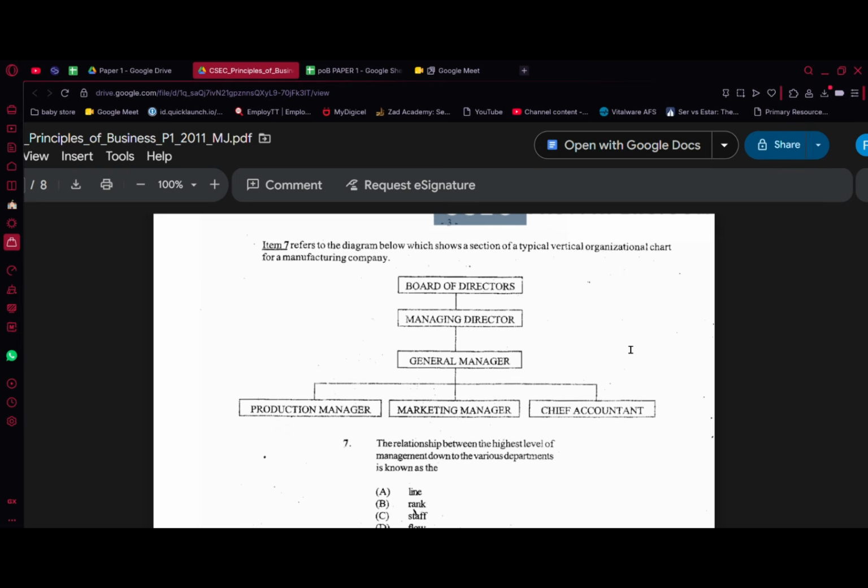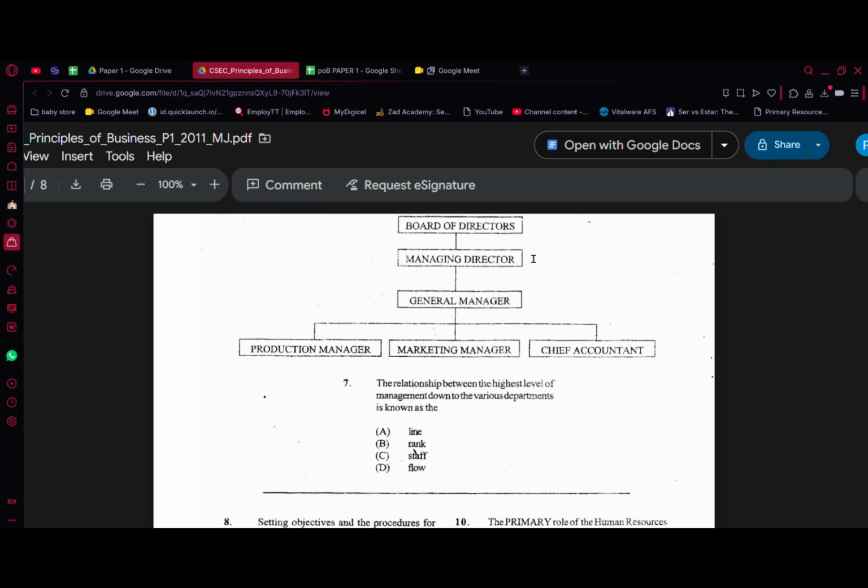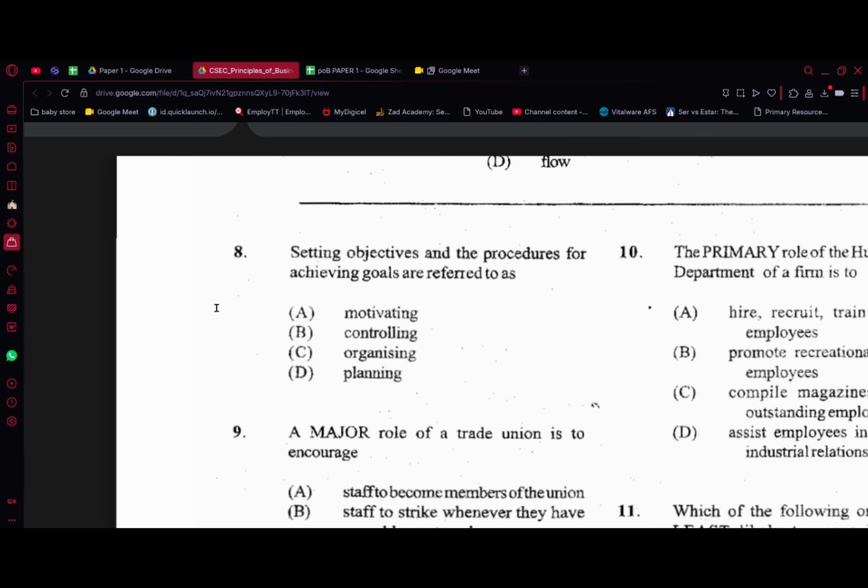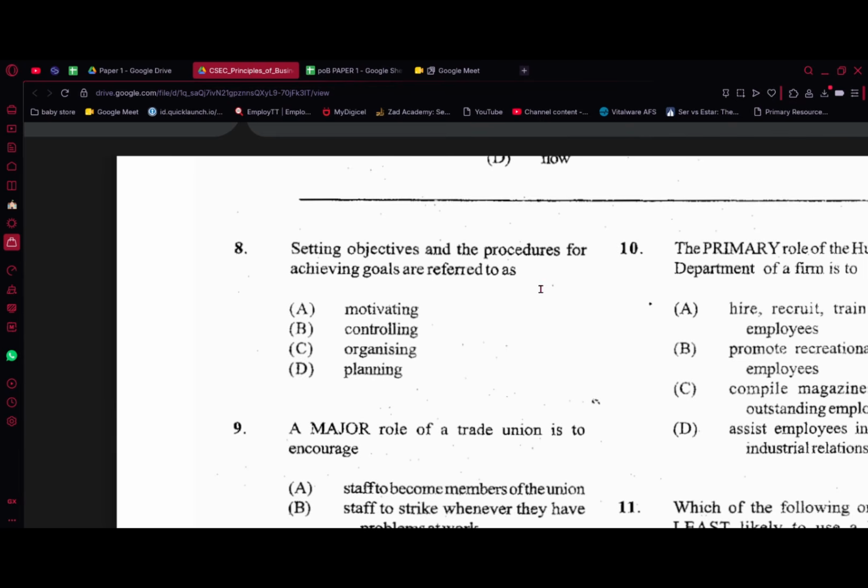Number 7 refers to the diagram below, which shows a section of a typical vertical organizational chart for a manufacturing company. We have the board of directors, managing director, general manager, then we have the production manager, marketing manager, and chief accountant. Question is, the relationship between the highest level of management down to the various departments is known as a line. Number 8. Setting objectives and the procedures for achieving goals are referred to as D.